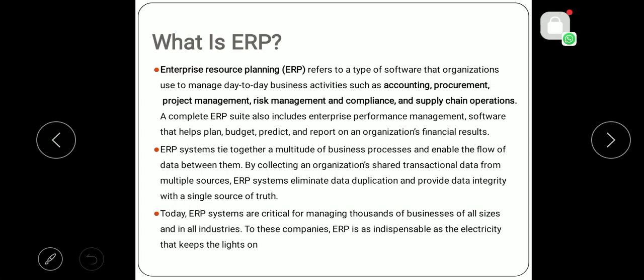By collecting an organization's shared transactional data from multiple sources, ERP systems eliminate data duplication and provide data integrity with a single source of truth. Today, ERP systems are critical for managing thousands of businesses of all sizes and in all industries. To these companies, ERP is as indispensable as the electricity that keeps the lights on.